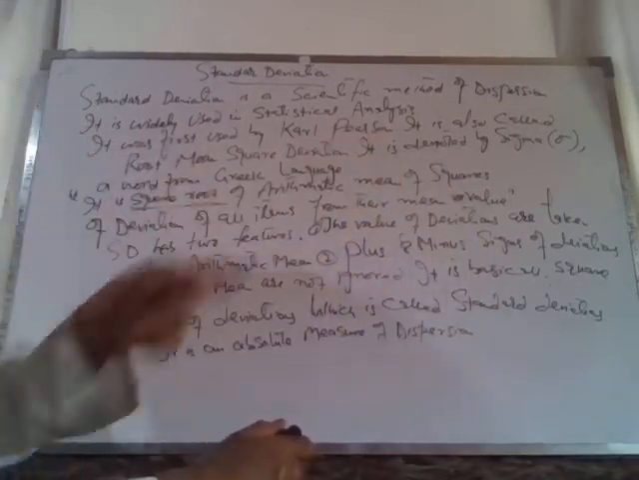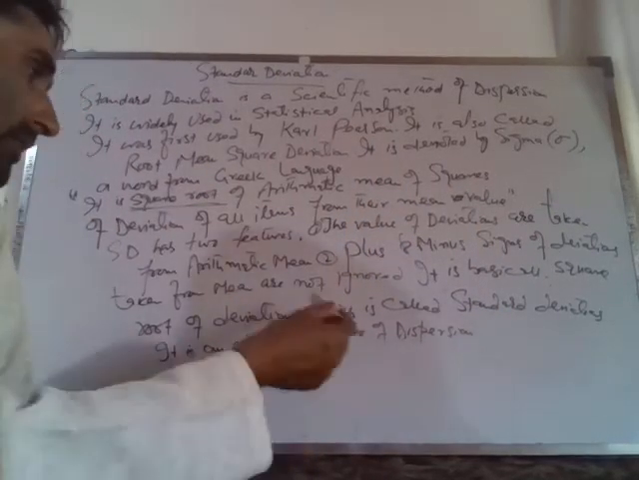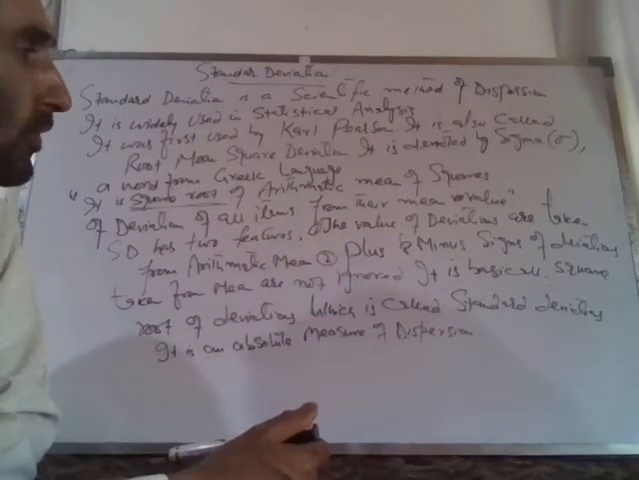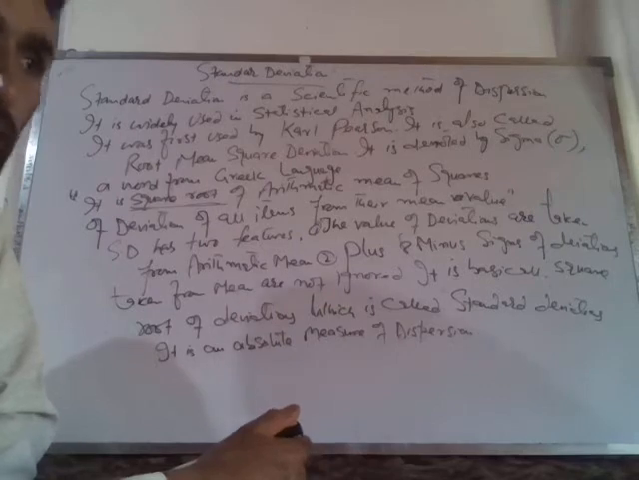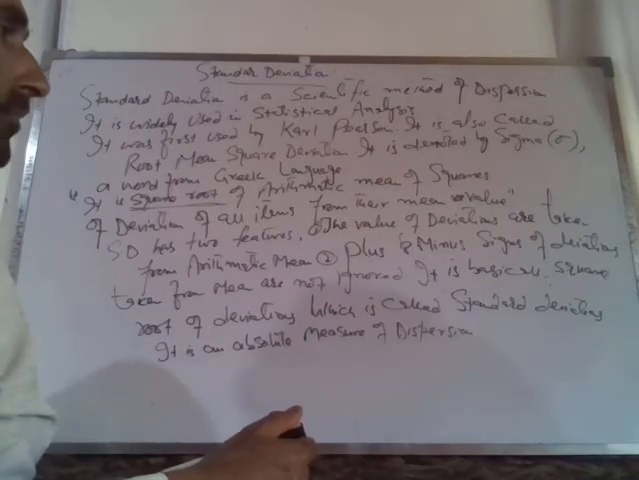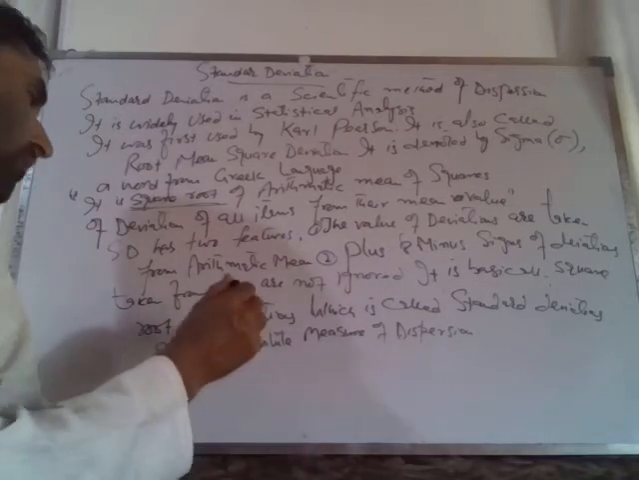So the next question, the answer to which is very clear, is: why is standard deviation called standard deviation? We call it standard deviation because it is the square root of deviations.